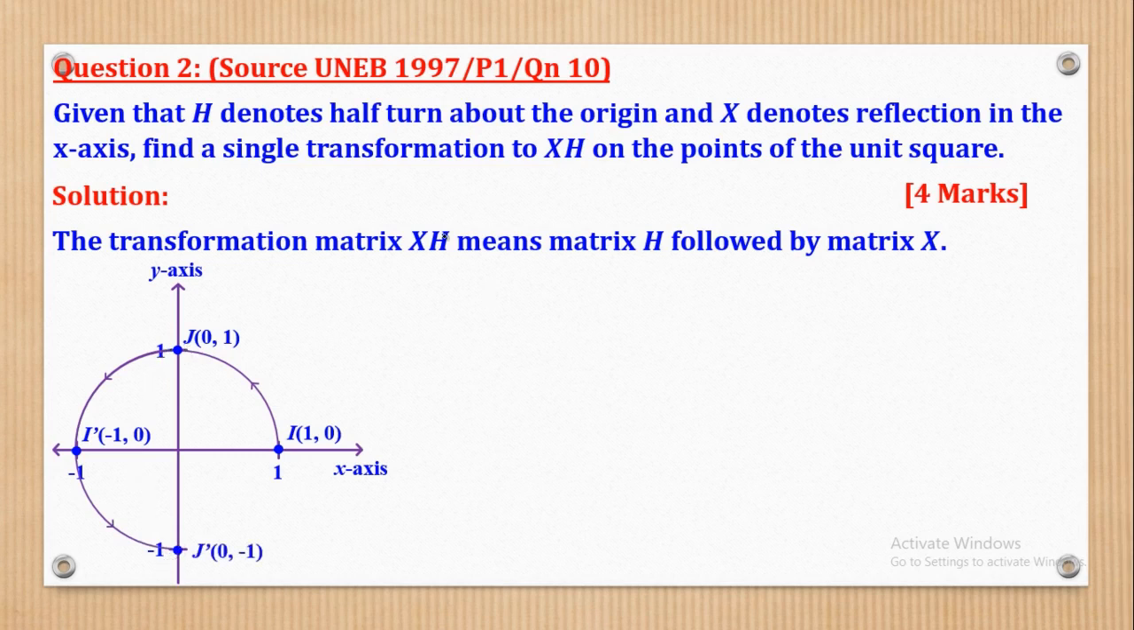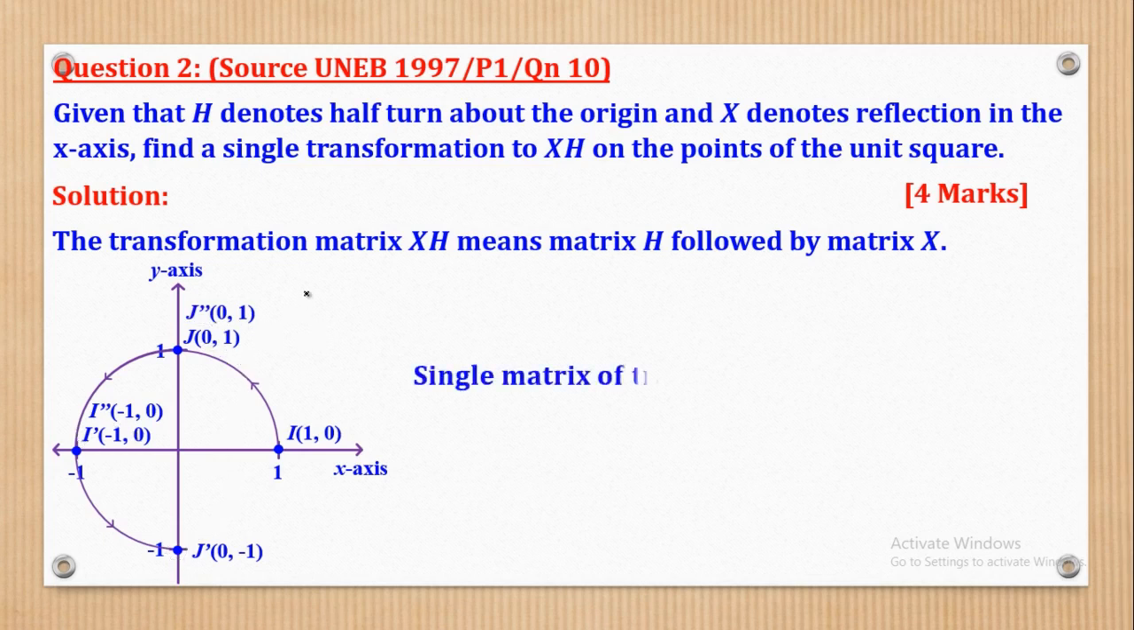That is H. What about X? X denotes reflection in the x-axis, so this is the mirror line. That means the image of I prime, remember I prime is on the mirror line, therefore its image is at that very point. That is why there is I double prime here. Then for j prime, the image will be here, so we put j double prime here.